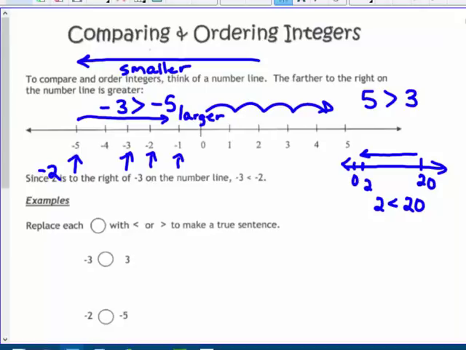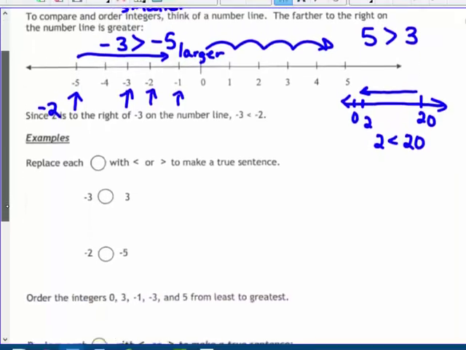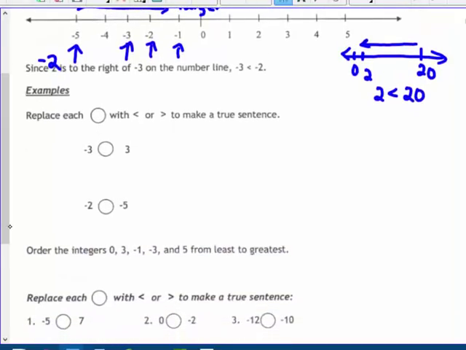You would think it would be like a -3 billion something. But -1 is the largest negative number because it's most right, it's closest to 0 on the number line. So as you go to the right, just like in kindergarten, things get larger. Here's some examples. Replace that circle with a less than or greater than to make a true statement. Well, -3 is left of +3, so -3 is less than +3.